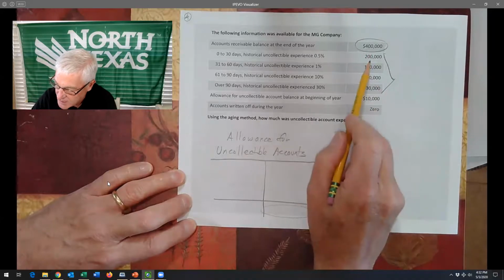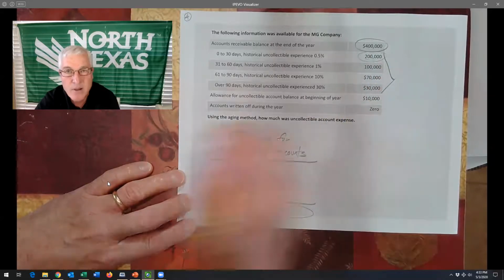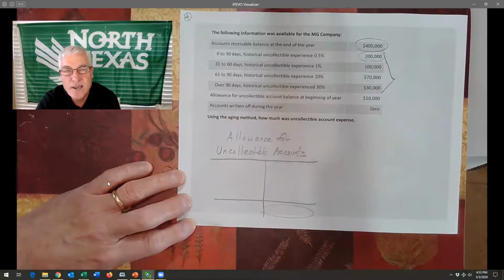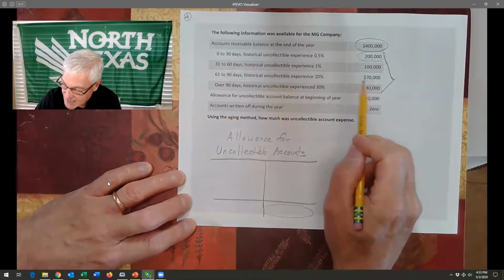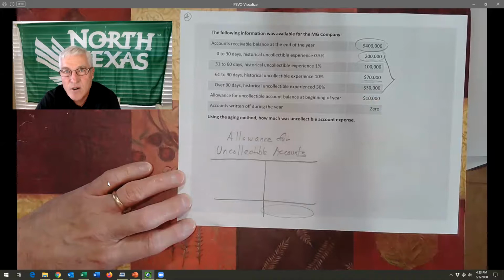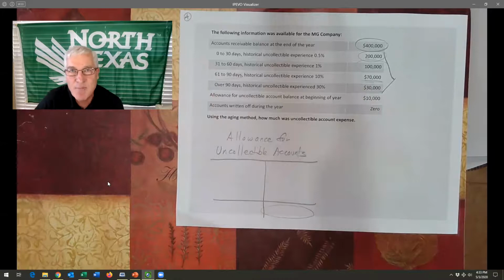Of that 400,000, 200,000 is 0 to 30 days. And usually we give them 30 days. This is probably not even past due. So most of this 200,000 is probably going to be pretty good. There's 100,000 that's 31 to 60 days. But look at this. Some of those accounts are not too good. Here's 70,000 of that 400,000. That's 61 to 90 days. A lot of that is going to be past due. And finally, we have 30,000. It's over 90 days. This stuff is probably not going to get paid, as well as the stuff that's current.